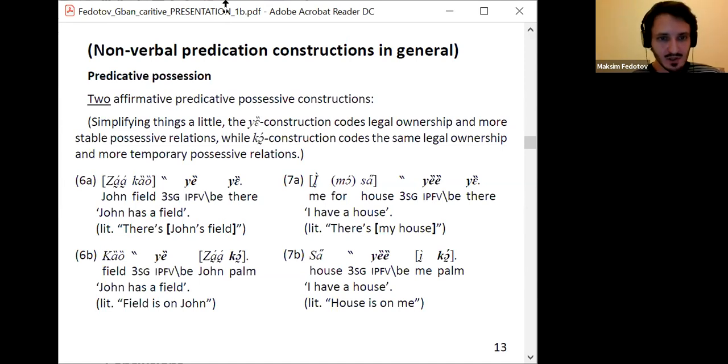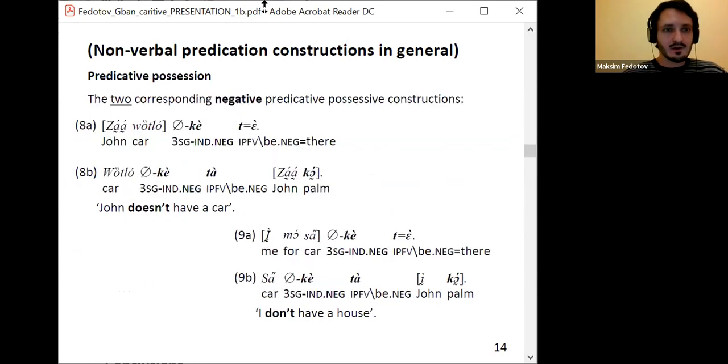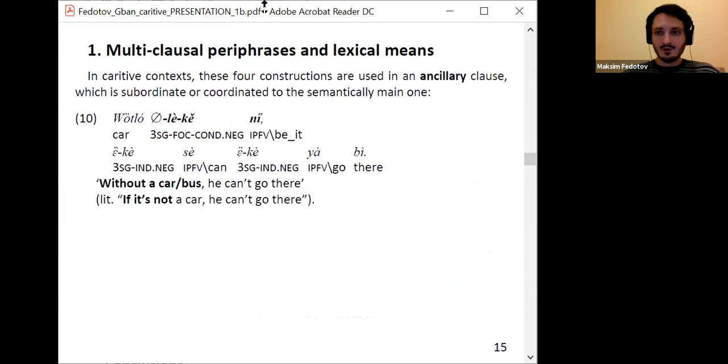And in 6 and 7b is presented the second construction with the postposition com, which can be paraphrased as something is on me, in my hand. So John has a field, field is on John. I have a house, house is on me. And their negative counterparts are the same, just with equivalent negative markers. John's car doesn't exist, or car isn't on John.